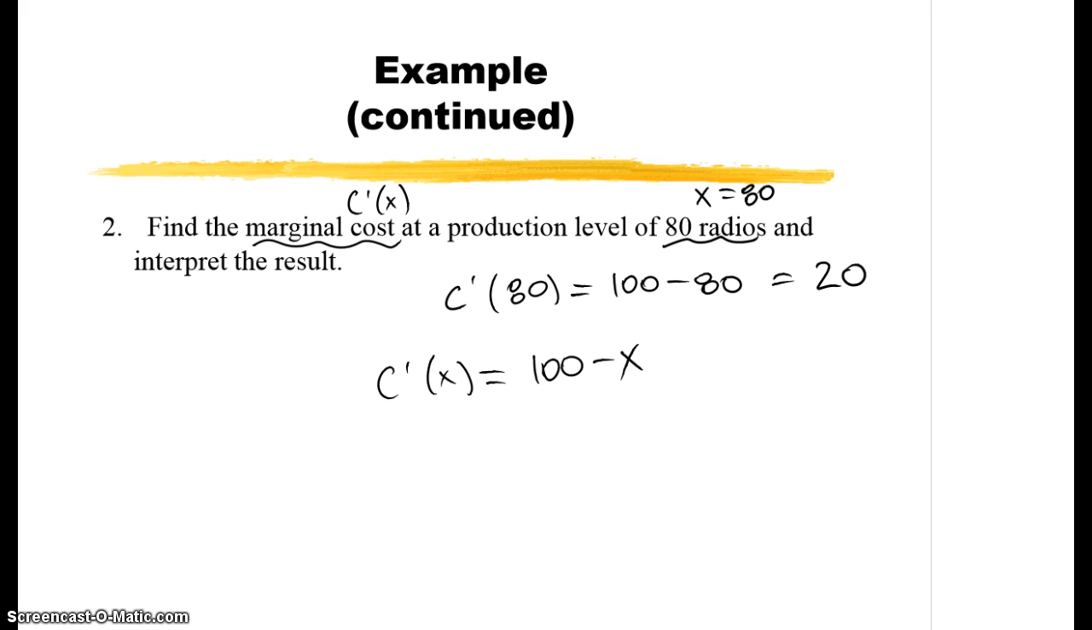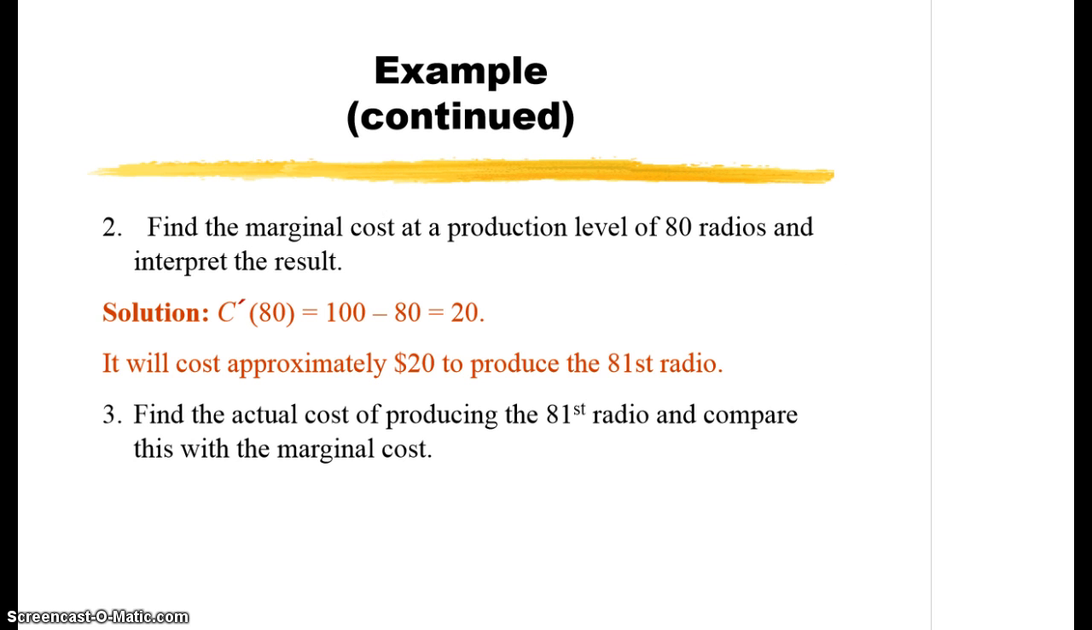And again, how do we interpret that marginal cost? Do you remember the magic sentence? What that means is that it will cost approximately $20 to produce the 81st radio, right? So if you produced 80 already, it's going to cost you about 20. By finding c prime of 80, you're finding approximately how many dollars it's going to cost you to produce the 81st radio. Well, you might be wondering, but I could actually find out the exact amount it will take me to produce the 81st radio.